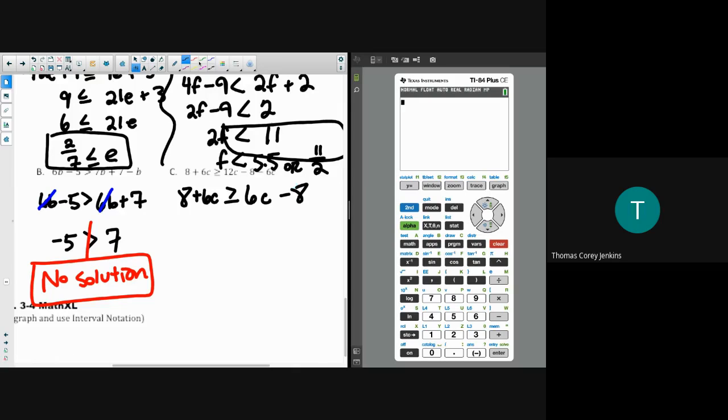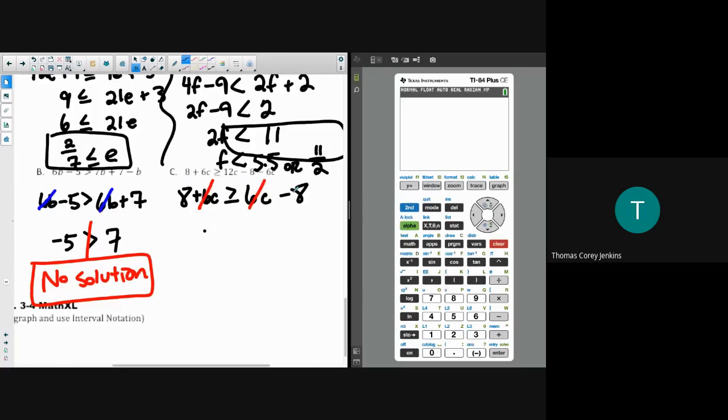All right, so these guys are going to cancel each other out. Exact same coefficient on opposite sides. Those nullify each other. So what we're left with would be 8 plus 0 is 8, is greater than or equal to 0 minus 8, which is -8.